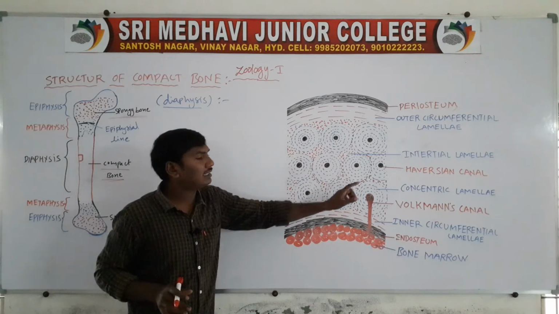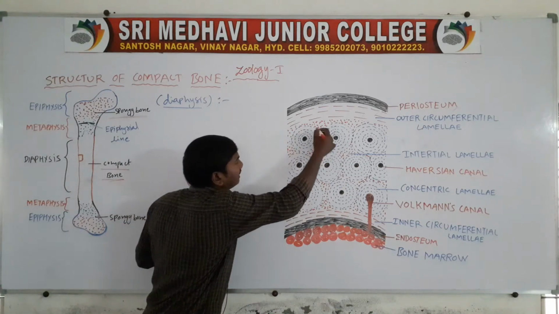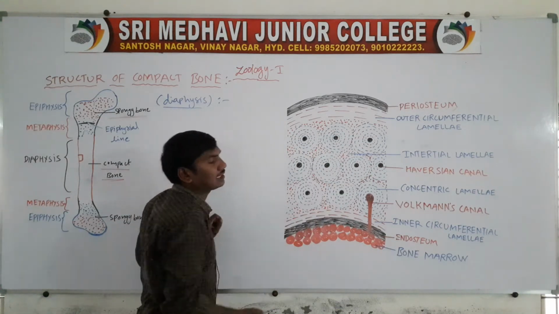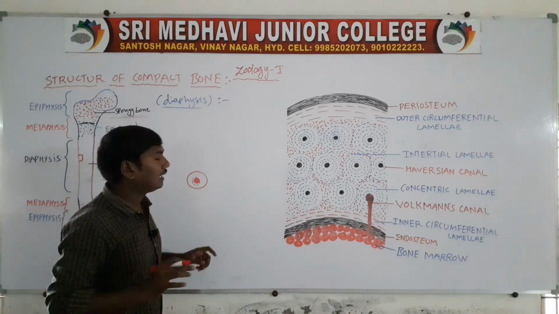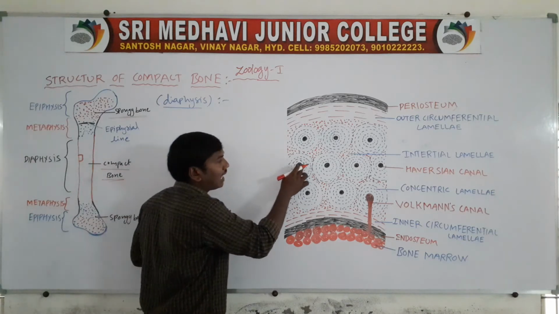Presenting on the Haversian systems. So these are one Haversian system. They are the Haversian systems. Next one, the Haversian system. So they are the Haversian system.